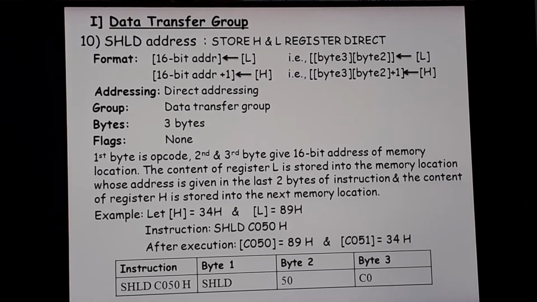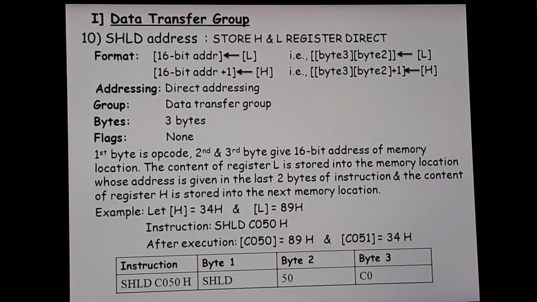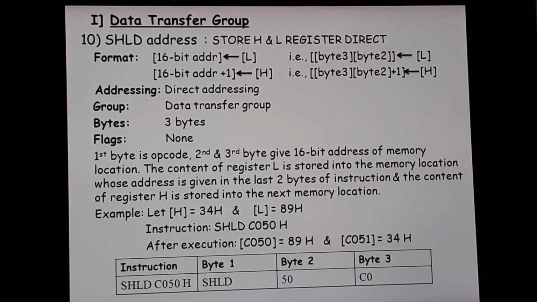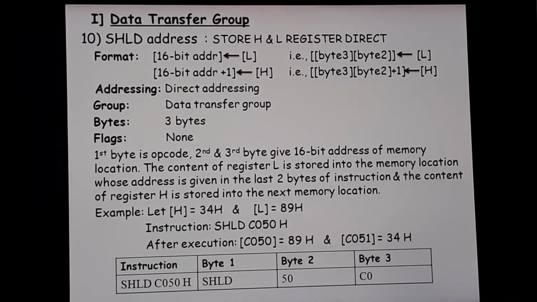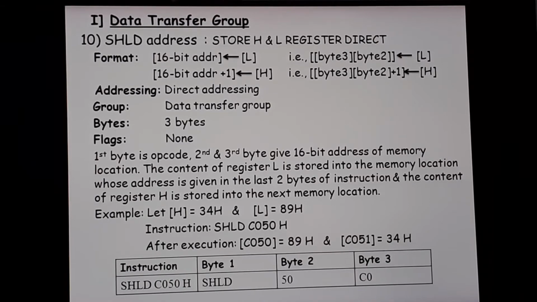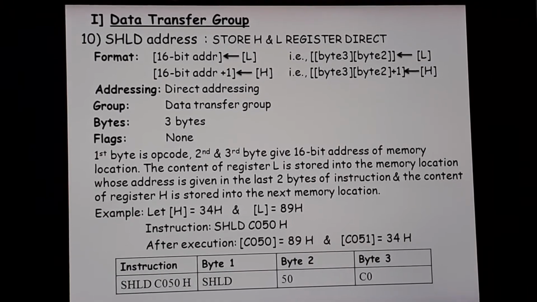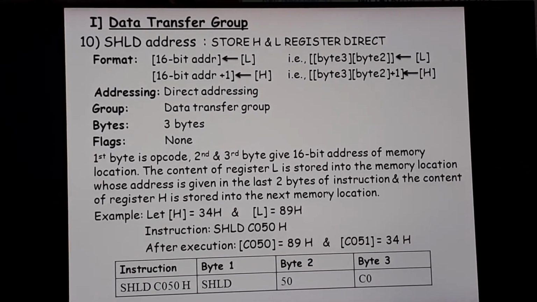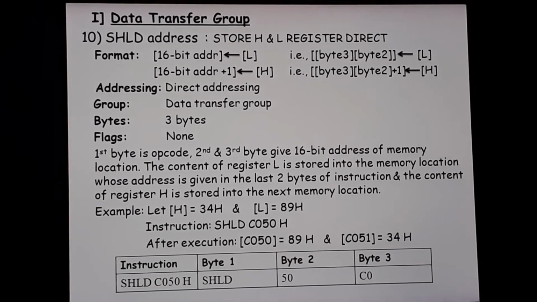So see here, in the format, can you see that format? L and the arrow towards the 16-bit address. So what is the 16-bit address in my instruction here? C050 is my 16-bit address. So the same way you'll write: L is 89, so 89, and the arrow, you point an arrow, or you can write equal to the 16-bit address, that is C050. Next is H and the arrow towards the 16-bit address plus 1. Now the 16-bit address is C050, so plus 1 will be C051, and the data of the H register is 34H. Okay, you all understood this now?